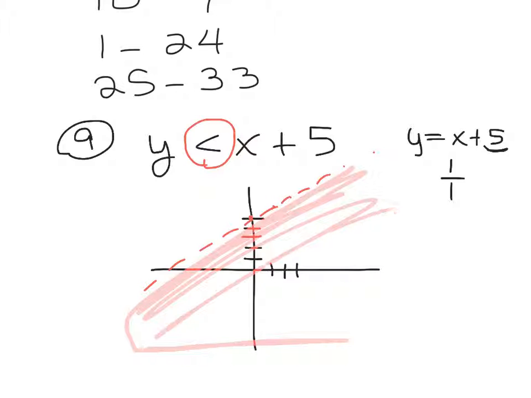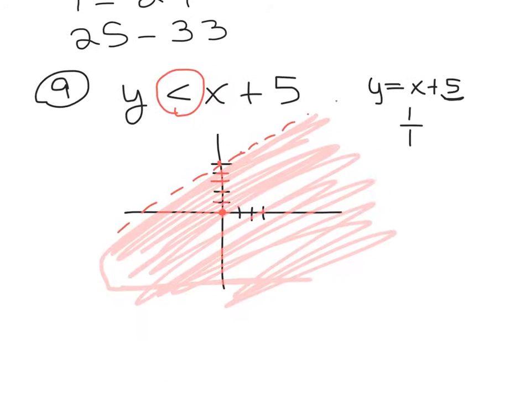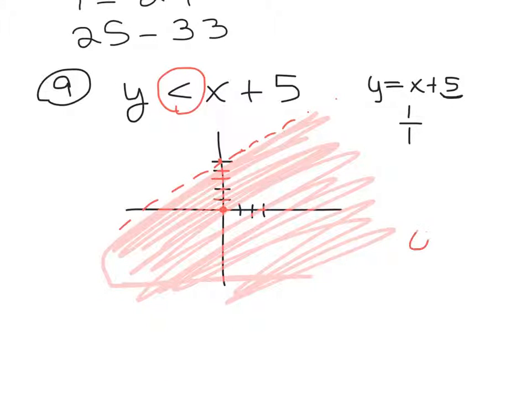And again, one way to confirm if you have shaded the correct side is to pick an ordered pair in that side. So I could pick the ordered pair 0, 0. That's the easiest one for me. Plug it in. 0 less than 0 plus 5. Is 0 less than 5? Yes, it is. So I did shade the correct side. All right, so that is one where you didn't have to rearrange anything.